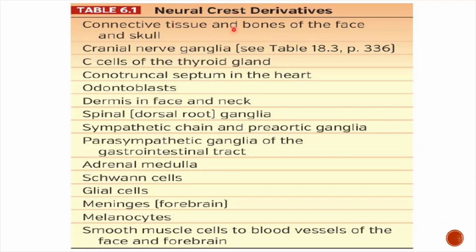The connective tissue and bones of the face and the skull come from the neural crest. The cranial nerve ganglia, the C cells of the thyroid, the conotruncal septum in the heart, the odontoblasts, the dermis in the face and the neck, the spinal ganglia, sympathetic chain and pre-aortic ganglia, parasympathetic ganglia of the gastrointestinal tract, adrenal medulla, Schwann cells, glial cells, meninges of the forebrain, melanocytes, smooth muscle cells to blood vessels of the face and the forebrain. All of these come from the neural crest.